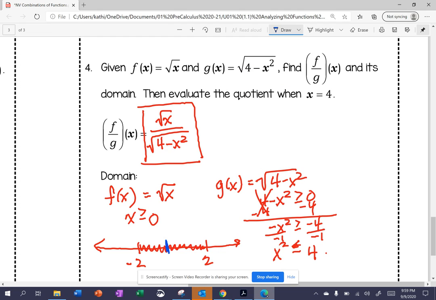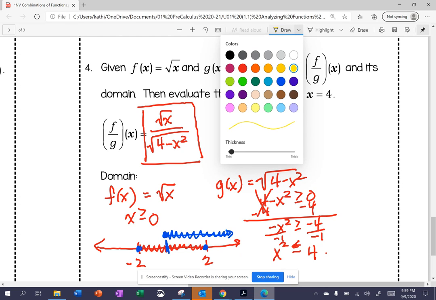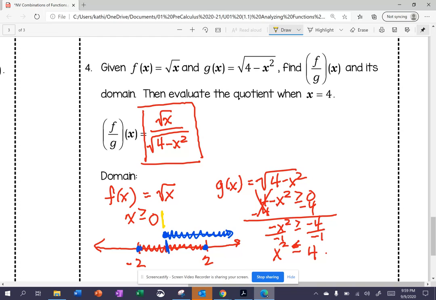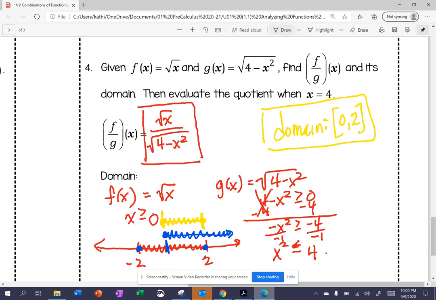So this one is greater than or equal to 0, and this includes these. And this one, greater than or equal to 0, is here. So what is common between the two is right here, and it includes 0 and it includes 2. So my domain in interval notation is from 0 to 2, and I include 0 and 2. Okay, let's do a graphing one.